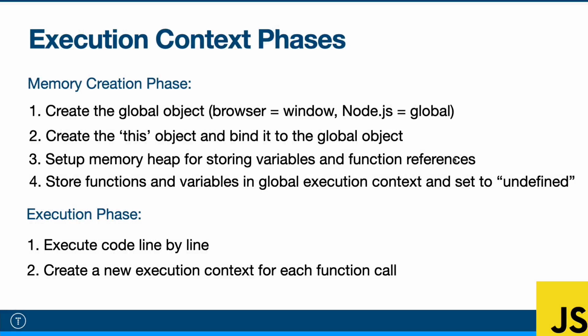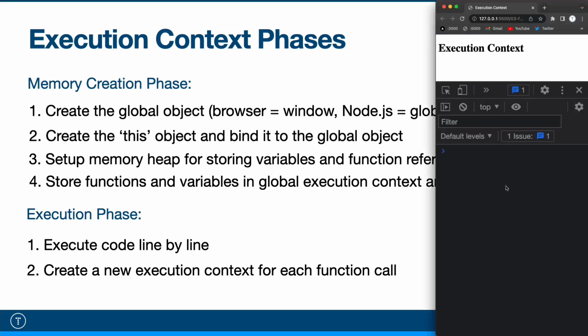Now, there's two phases when the execution context is created. The first phase, the memory creation phase, you can think of as like one swoop through before your code is actually run. So the memory creation phase does not actually execute your code. It does a couple things. The first thing it does is it creates the global object, whether that's in the browser or in Node.js. In the browser, the global object is called window.